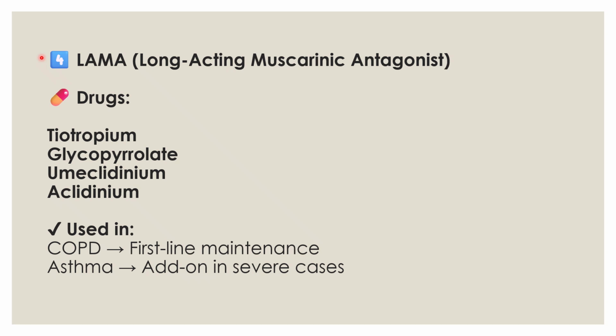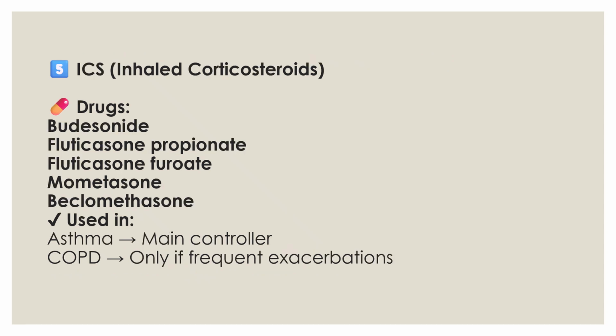Fourth category is LAMA. What is LAMA? LAMA is long-acting muscarinic antagonist. Drugs under LAMA are tiotropium, glycopyrrolate, umeclidinium, aclidinium. It is used in COPD as a first-line maintenance and as an asthma add-on in severe cases.